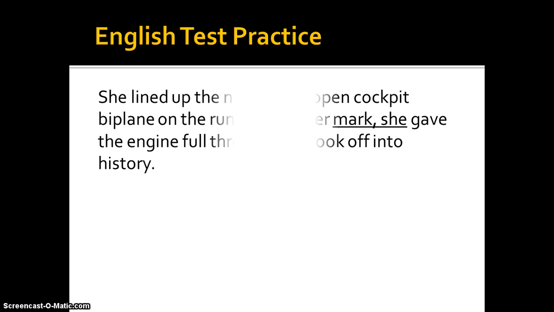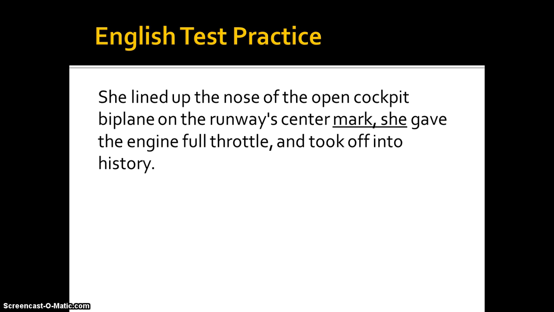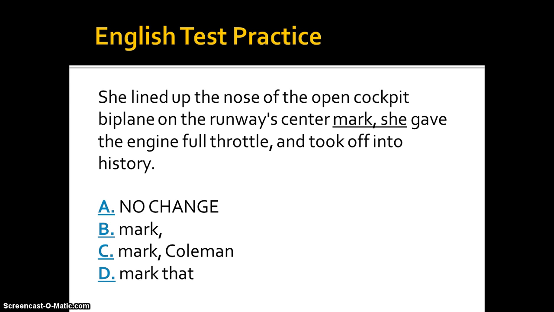Okay, let's do a little practice. Here's a sentence. She lined up the nose of the open cockpit biplane on the runway's center mark. She gave the engine full throttle and took off into history. We've read the full context. That was step 1. Step 2, we're going to eliminate things that don't make any sense.